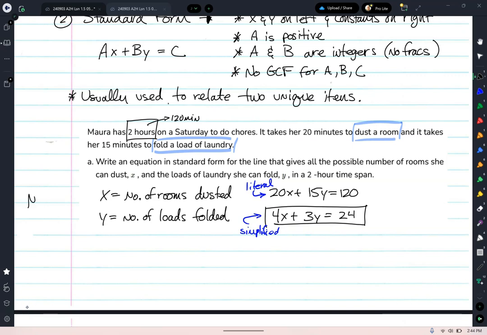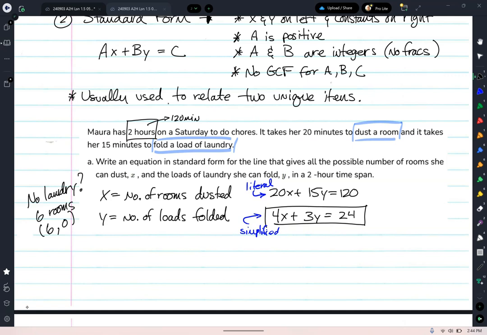So if she did no laundry, how many rooms did she dust? 6 rooms? Is that legit? If she folded no laundry, she did 6 rooms, right? Okay, good. So 6 rooms. We could relate that like an ordered pair. We could say she can do 6 rooms dusted when she does 0 folding of laundry. That's a math shorthand way of writing that.